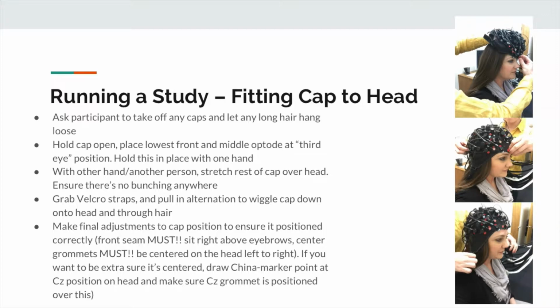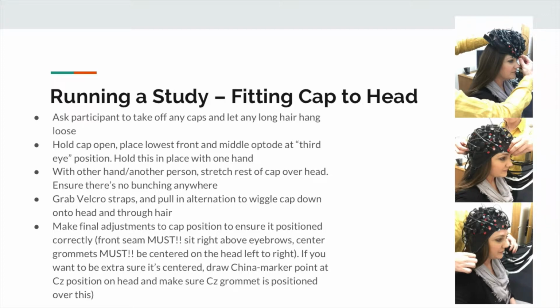For getting correct and consistent positioning on people's heads, the bottom seam of the front of the cap must be sitting right above their eyebrows, and it must be centered on their head. It can't be tilted one way or the other. You can see that pretty easily if you look them straight in the face, because the cap kind of looks like this, and so if that's tilted at all, that'll be pretty noticeable.